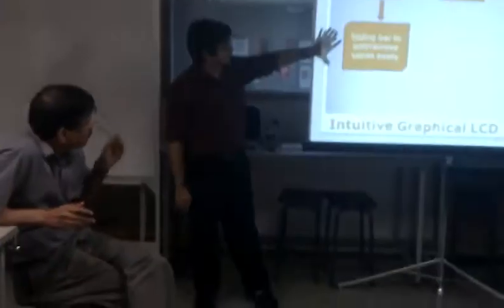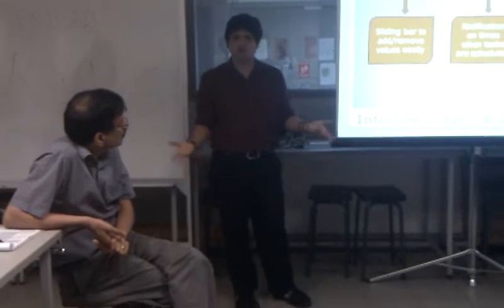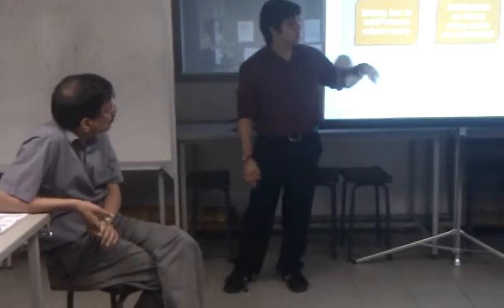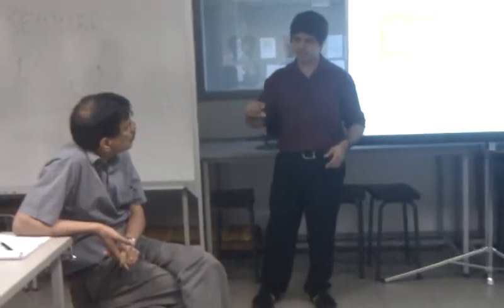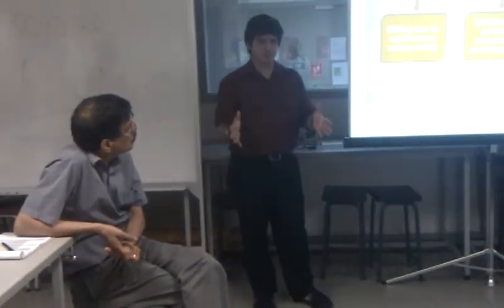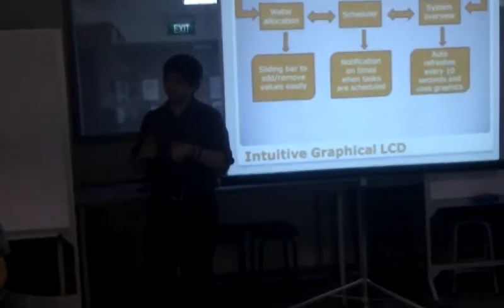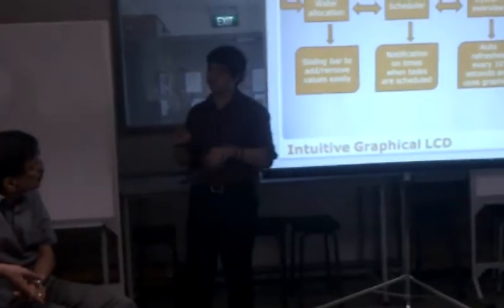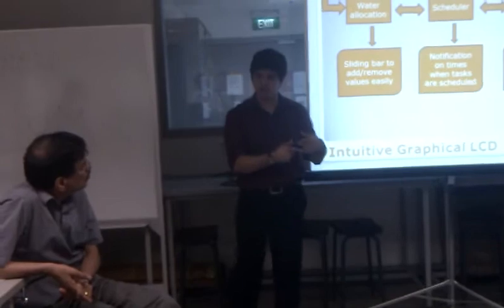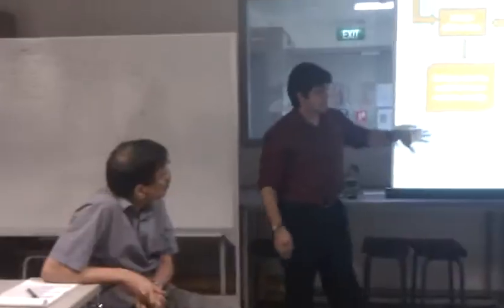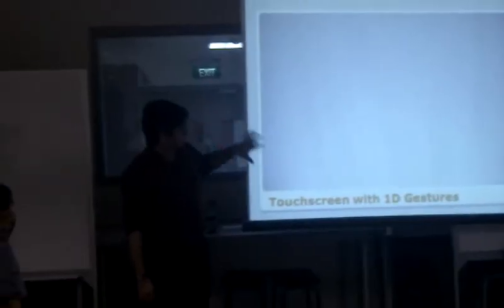The special features are that in the water allocation screen you have that bar which is easy to use, easy to understand, and you can immediately learn. Then in the scheduler, whenever something happens, for example, if water allocation has started, there will be a message saying allocation has begun. And then in the system overview, there's an auto refresh feature where it refreshes every 10 seconds after checking the whole system. So if, for example, between that 10 seconds there is a drop of water in the main tank, it will be updated. And there's of course graphics to show the tank image itself. So it's a very intuitive interface.